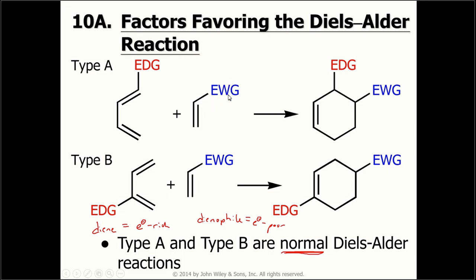And in this case, in type A, what they're labeling as type A, we have the electron donating group at carbon 1 of the diene. In type B, it's at carbon 2. So is it at a terminal carbon of the diene, or is it at an internal carbon of the diene? In either case, we could predict our product.